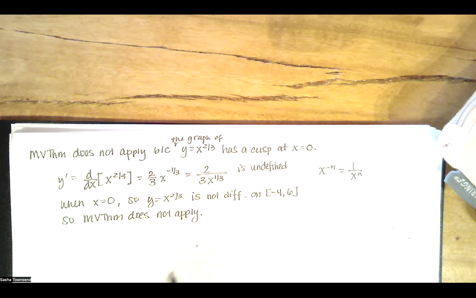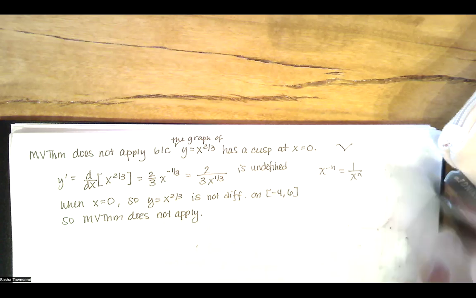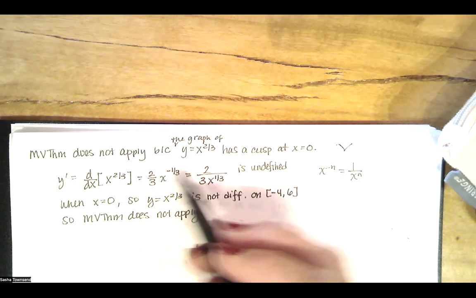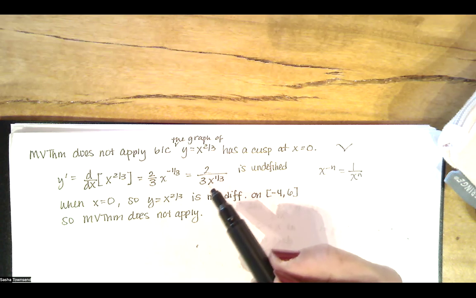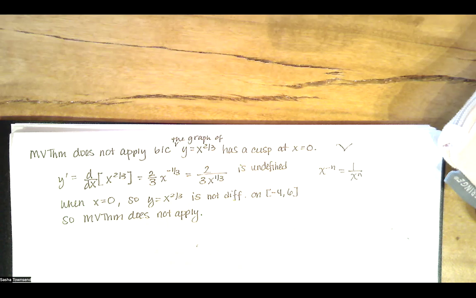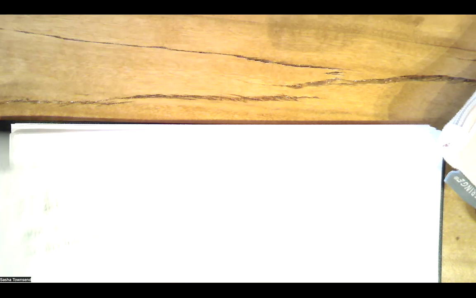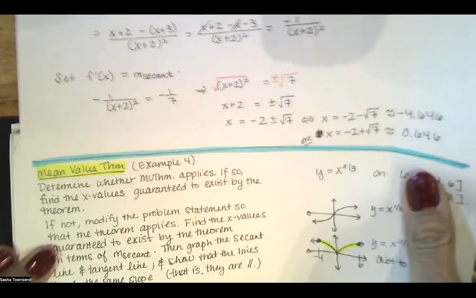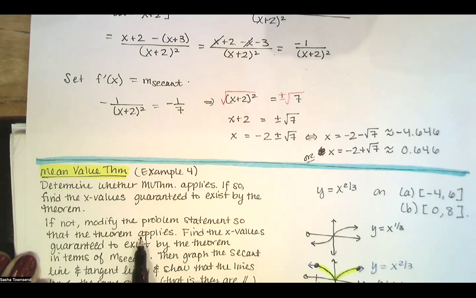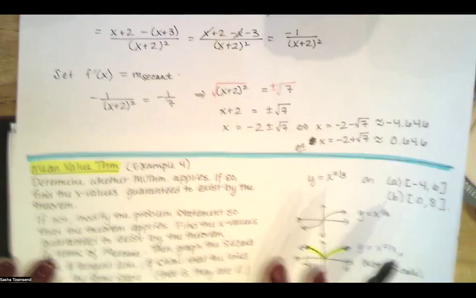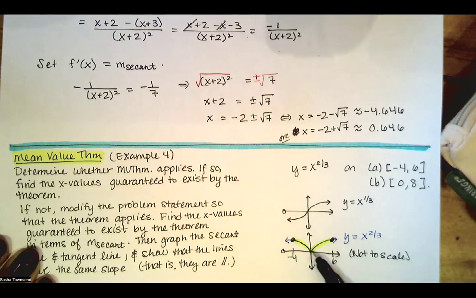We know it's not differentiable graphically because it looks like this. And then we know it's not differentiable algebraically because we know that this function is undefined when we plug in 0 in the denominator. So we say, okay, provided that that's the case, can we modify the problem statement so that the theorem does apply? And I think the answer is yes, because this function is nice and smooth and nice and continuous on any interval that does not include 0 on the interior.